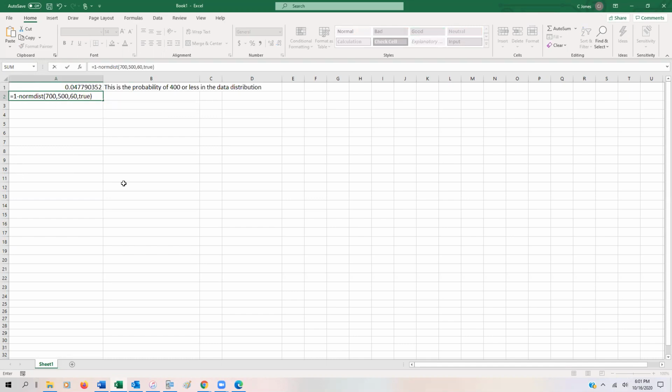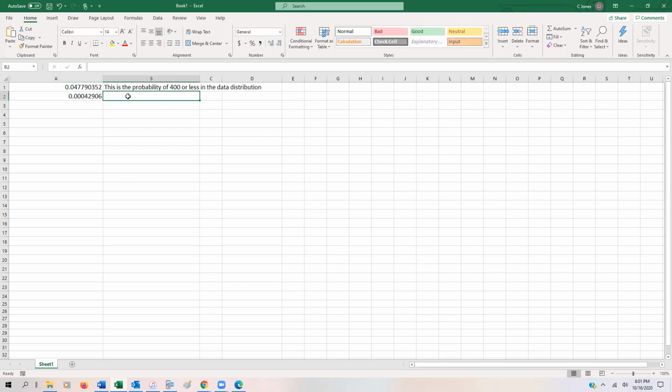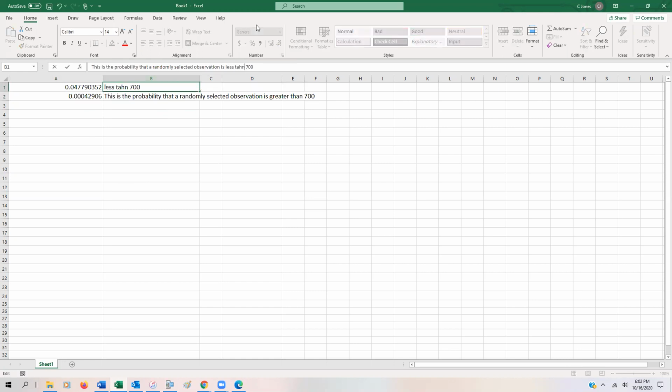Notice we had the 1 minus, so it gives us 0.00042. This is the probability that a randomly selected observation is greater than 700. I'll define that a little bit better up here: less than 400.